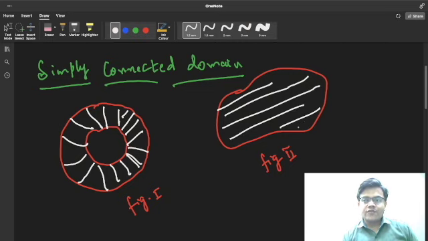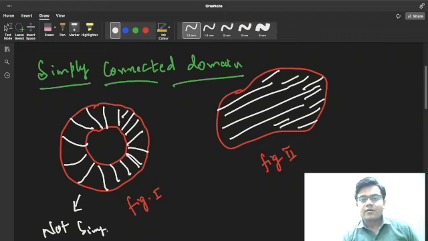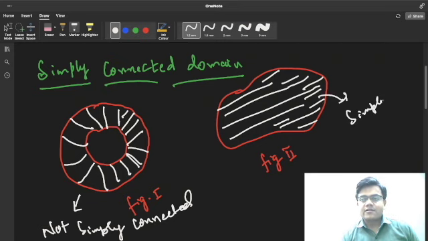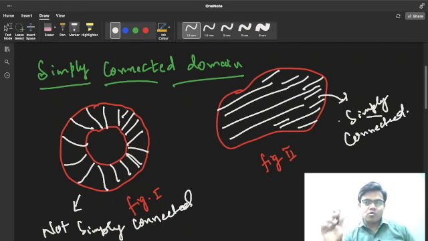If you shrink figure number 1, then you are going to get a hole. You cannot shrink it to a point without the hole due to this. So that's why we will call it not simply connected. Why? Because it cannot be shrunk to a point without a hole. But here you can see it is simply connected, no problem, because you can shrink this figure to a point.